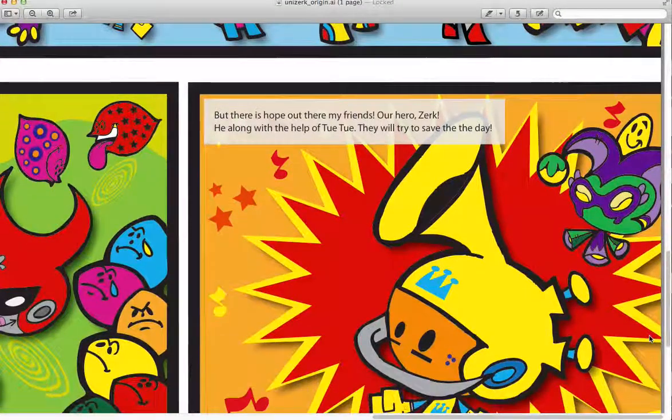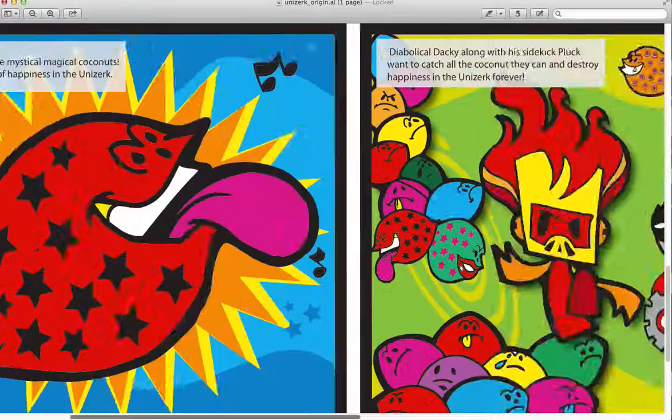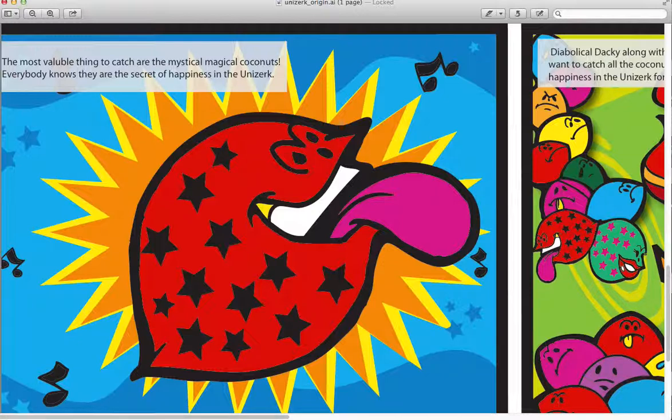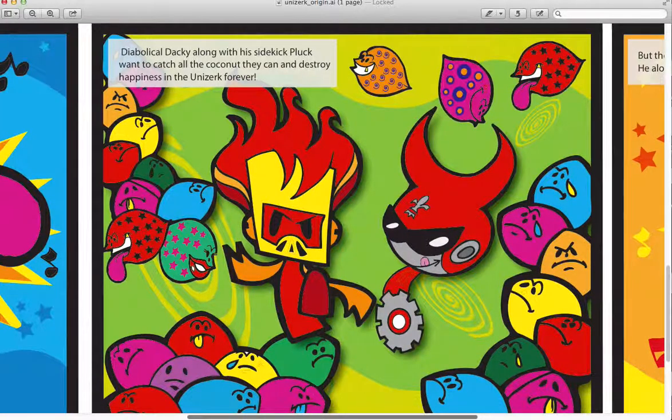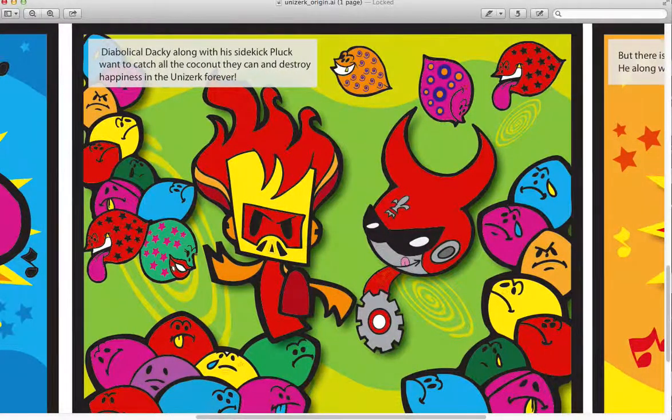And then we start to introduce the characters and the gameplay. The most valuable thing to catch are the mystical, magical coconuts. Everybody knows they're the secret of happiness in the Unizerk. So now we've introduced the coconut, introducing the gameplay, and we'll also introduce the first character. Diabolical Dacky, along with his sidekick Pluck, want to catch all the coconuts they can and destroy happiness in the Unizerk forever.